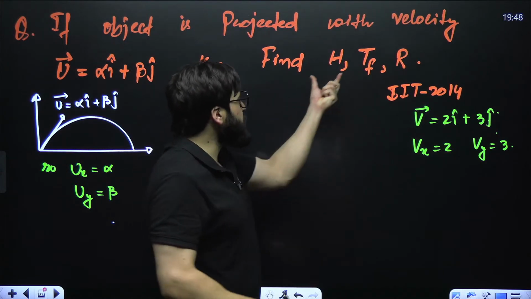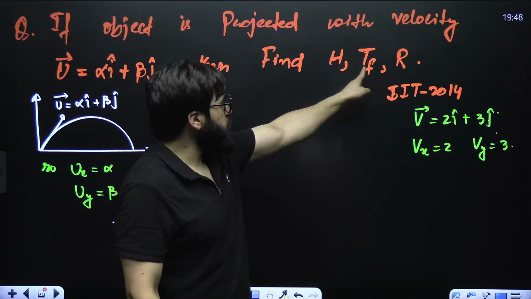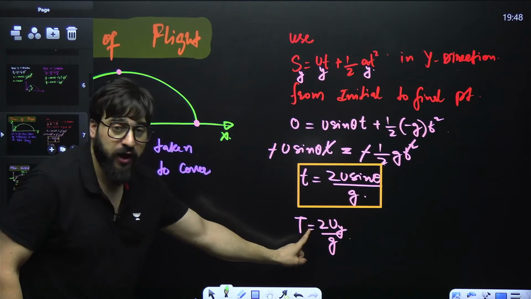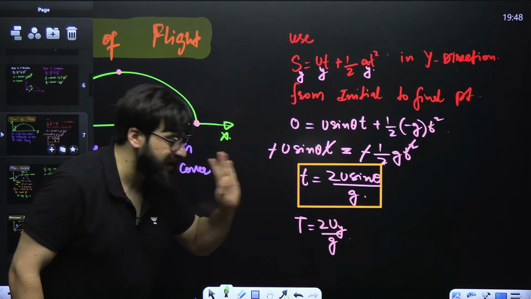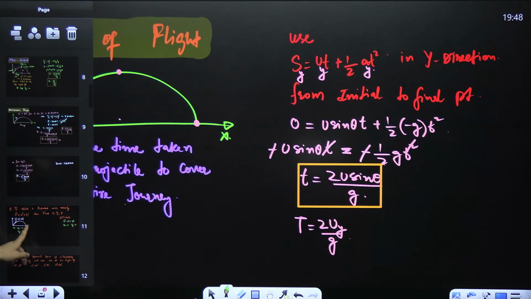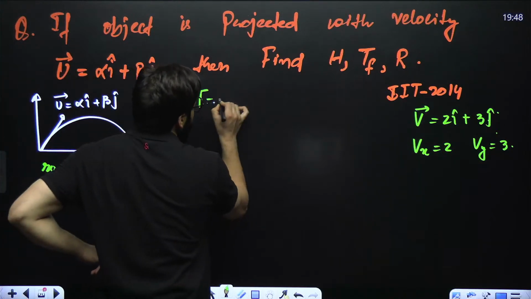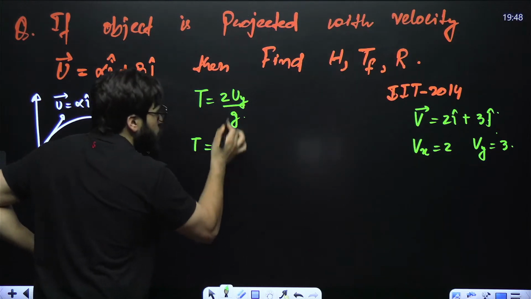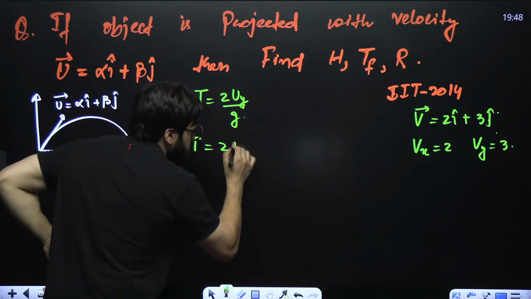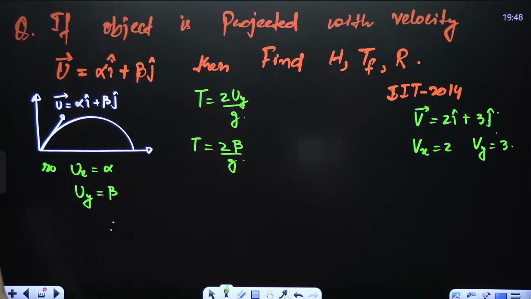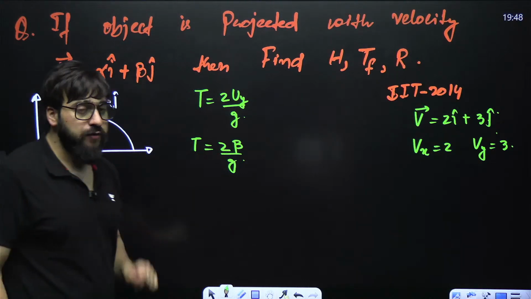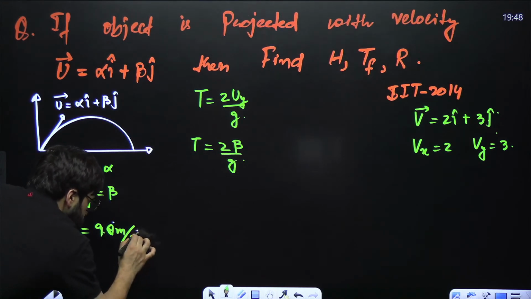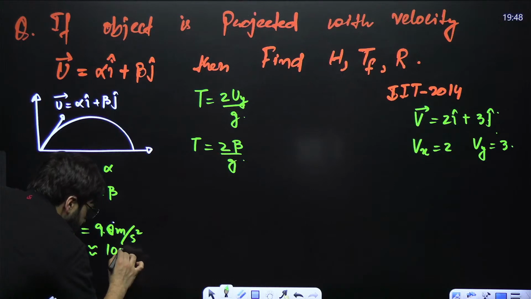Now, if we have to find the time of flight, what is the formula for time of flight? T is equal to 2uy divided by g. So T is equal to 2 times the value of uy, that is beta, divided by g. Done. What is the value of g? Always remember, we take the value of g as 9.8 meter per second square, or approximately 10 meter per second square.